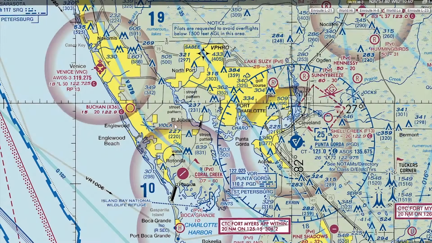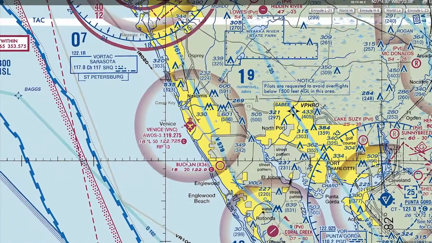So we have our VFR sectional chart pulled up here. We're looking at the Venice airport, and let's just look at some basic things that we see around here. So the first thing we notice is all these different shaded areas. We have some yellow around here, and we have this light greenish around here.